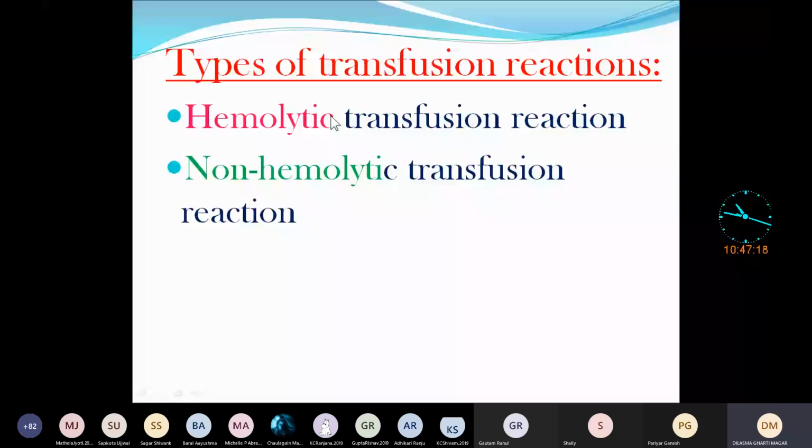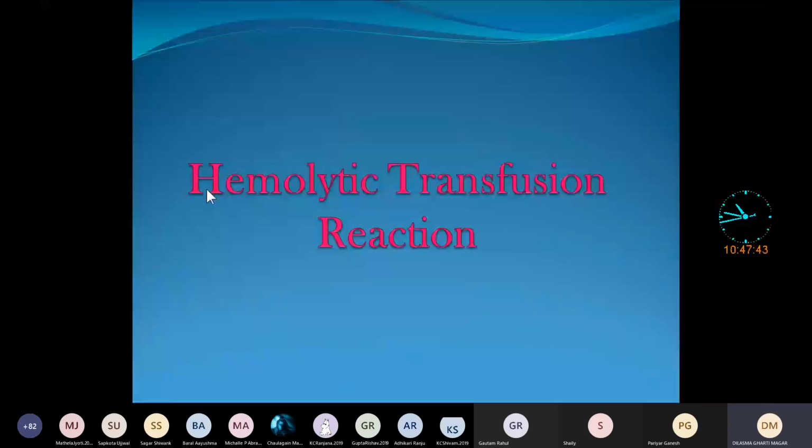So it is of 2 types. One is the hemolytic transfusion reaction, and another one is the non-hemolytic transfusion reaction. Hemolytic means, as the name tells, there will be lysis of the RBCs, and in non-hemolytic there will not be lysis of the RBCs. So now we'll come to the hemolytic transfusion reaction.